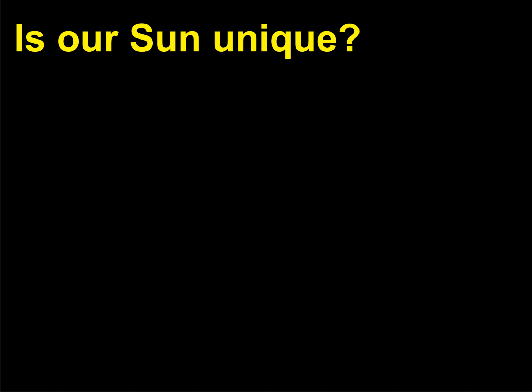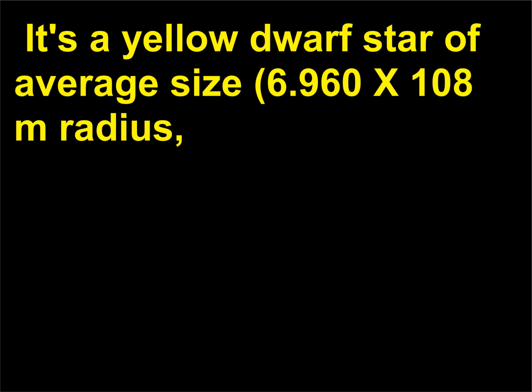Is our Sun unique? Aside from the fact that we're spinning around it, not really. It's a yellow dwarf star of average size, 6.960 x 10^8 m radius, 1.989 x 10^30 kilograms, and surface temperature, 5500 to 6000 K.